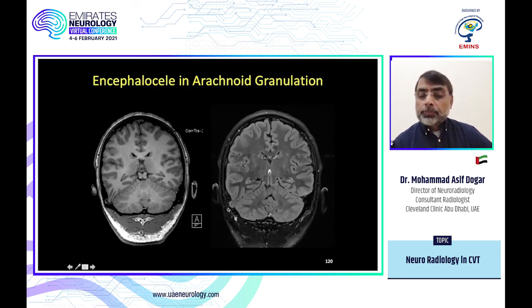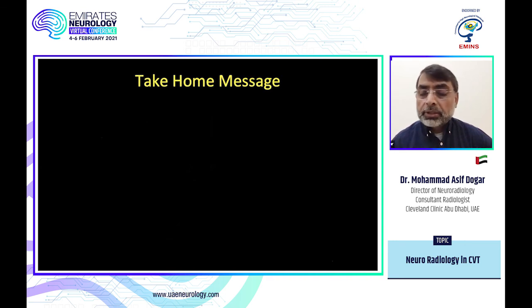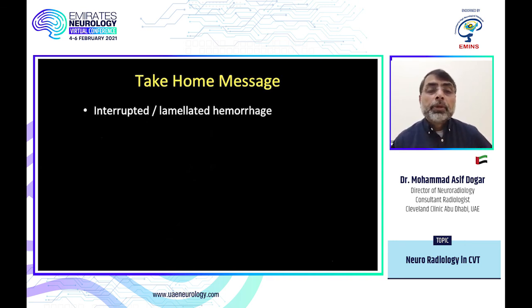So before you call venous sinus thrombosis, make sure it is not arachnoid granulation, it is not encephalocele in the arachnoid granulation, or it is not a dural arteriovenous fistula. So here is my last slide. So what is the take-home message? What are our clues and patterns?